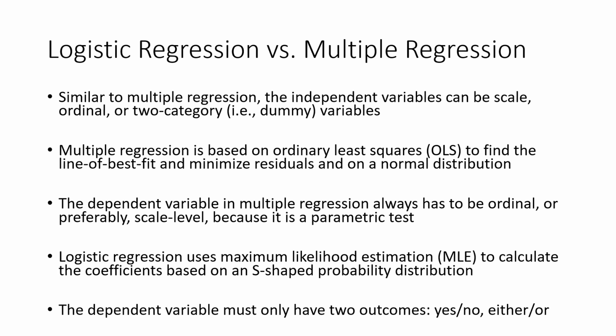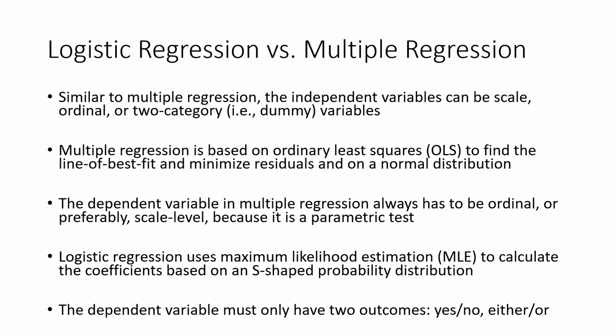Multiple regression is based on the logic of what we call ordinary least squares. Ordinary least squares is essentially the technique that we use to identify the line of best fit, the line that best fits the data and minimizes the residuals or errors between each data point and the line of best fit. And of course, multiple regression is also predicated on a normal distribution.